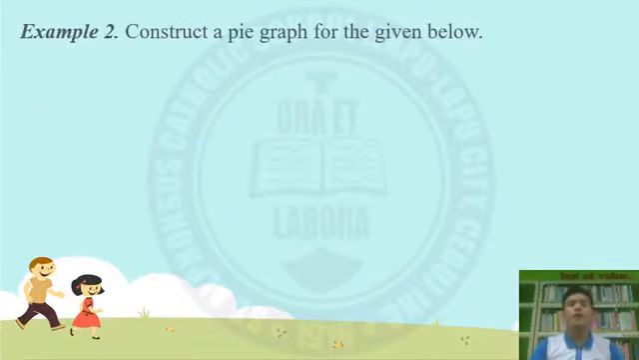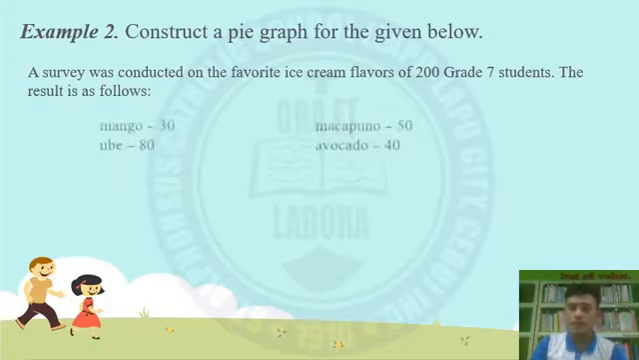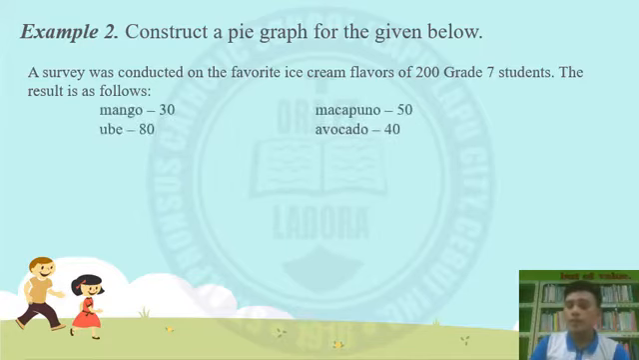Example number 2. Construct a pie graph for the data given below. A survey was conducted on the favorite ice cream flavors of 200 grade 7 students. The result is as follows. Mango, 30 students who love mango. For ube, 80 students. Makapuno, 50 students. Avocado, 40 students. A total of 200.